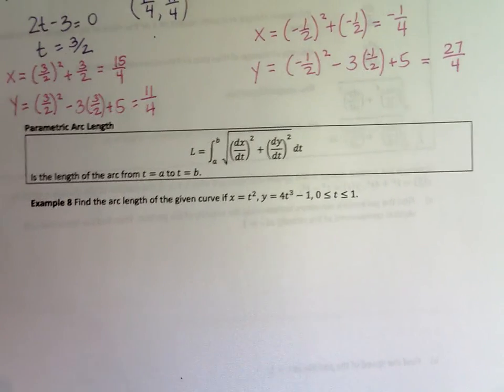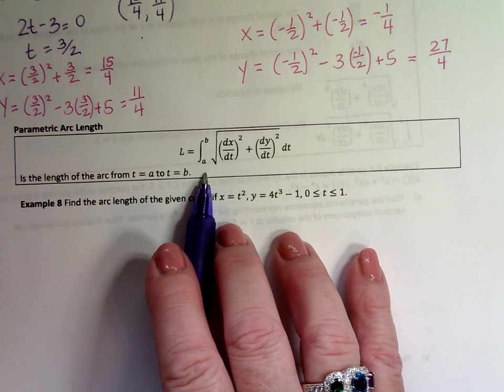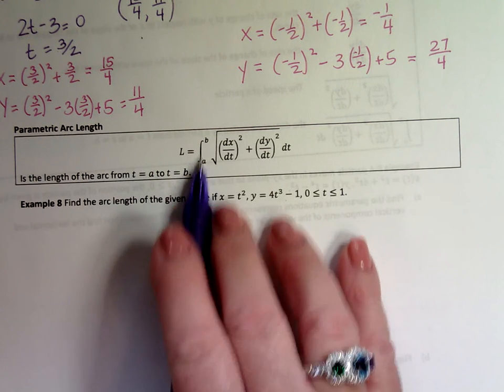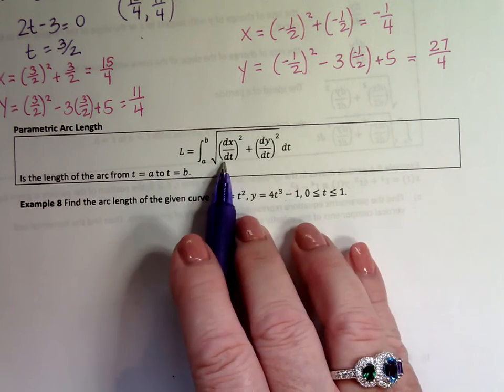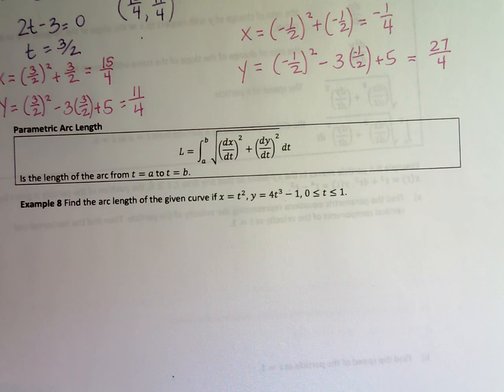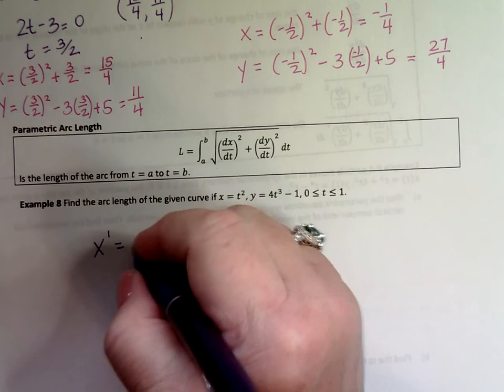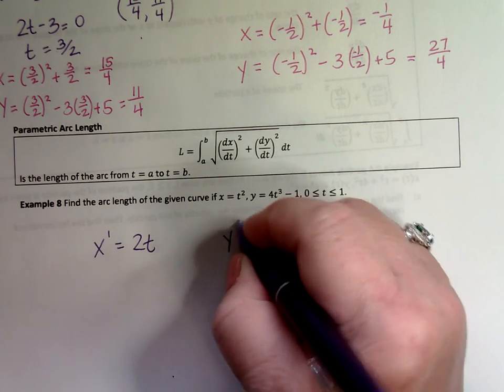In other words, if you want to figure out how far it is from one coordinate to the next, or how far it is for a certain portion of your parametric curve. Here they gave you the formula. It's pretty simple. The length is the integral from a to b of the square root of x prime squared plus y prime squared with respect to t. Pretty easy setting it up. These are totally calculator problems. So x prime equals, take the derivative. The derivative of t squared is 2t. Y prime derivative is 12t squared.